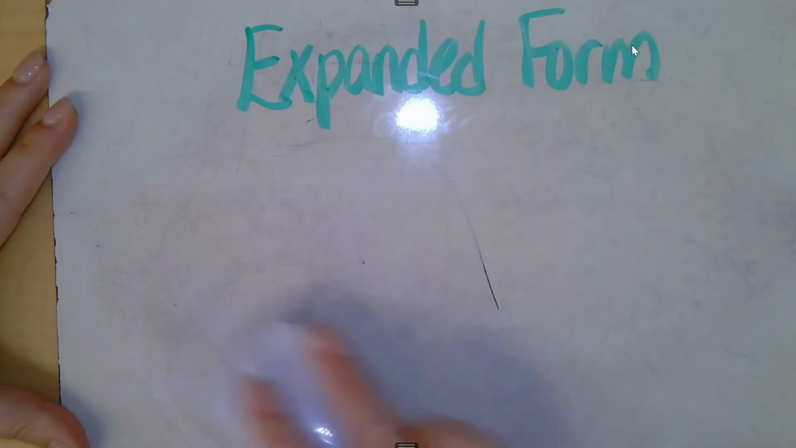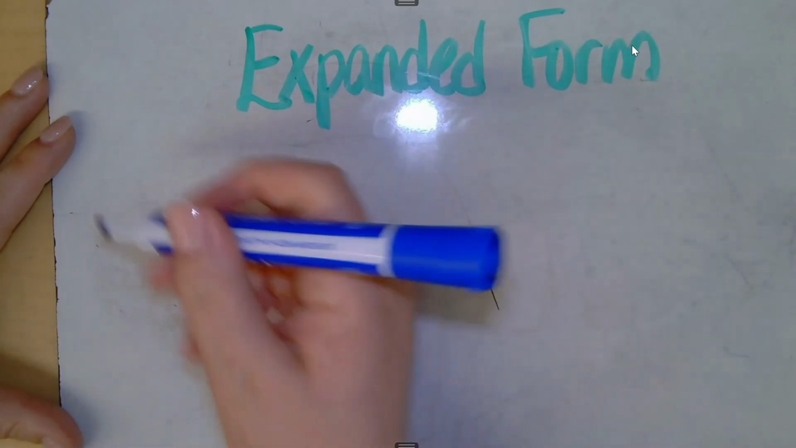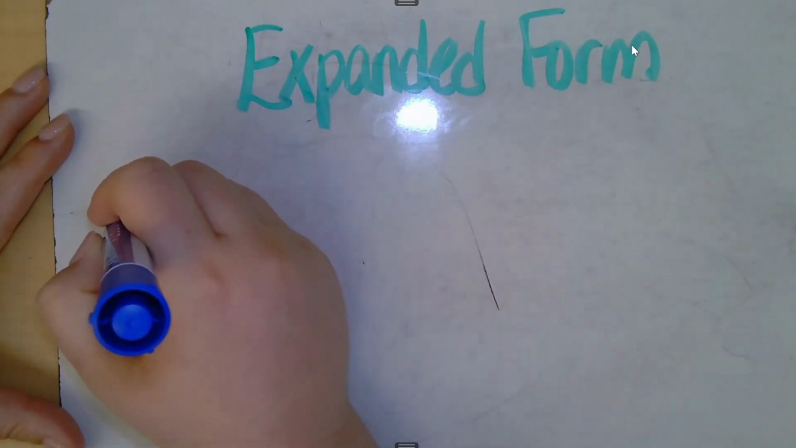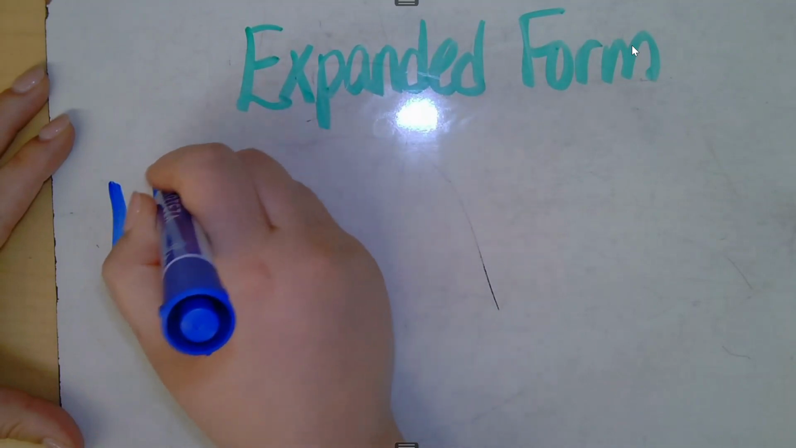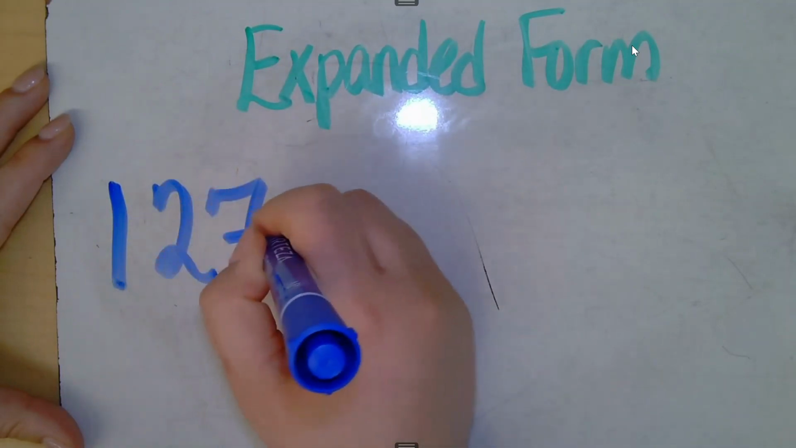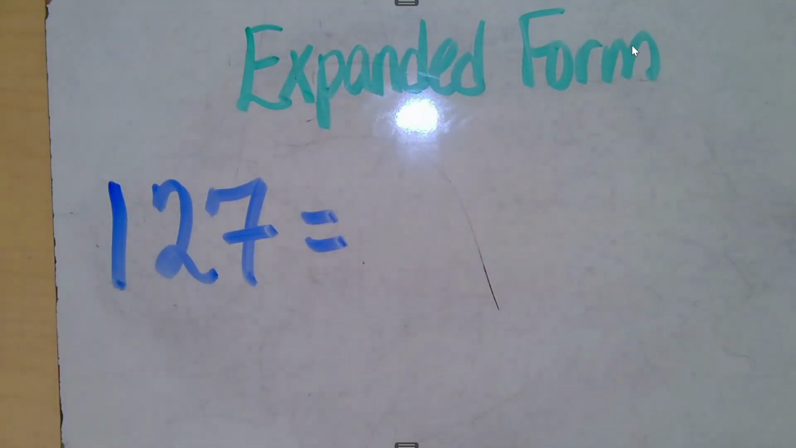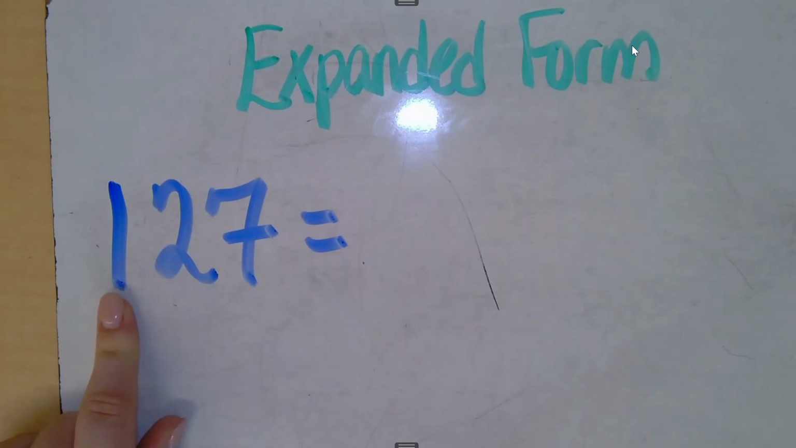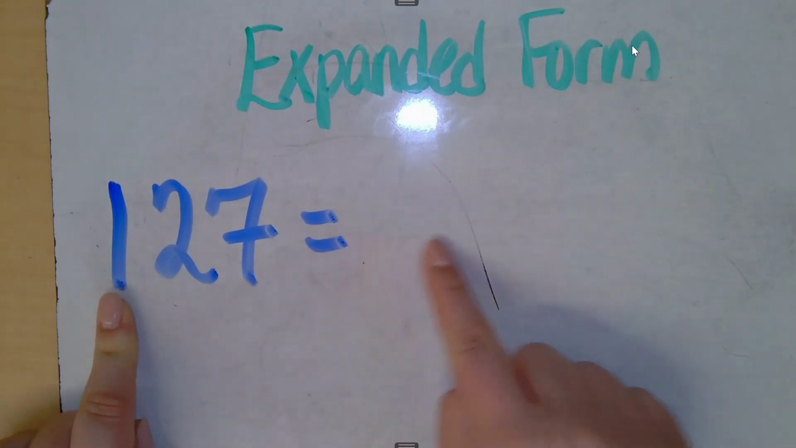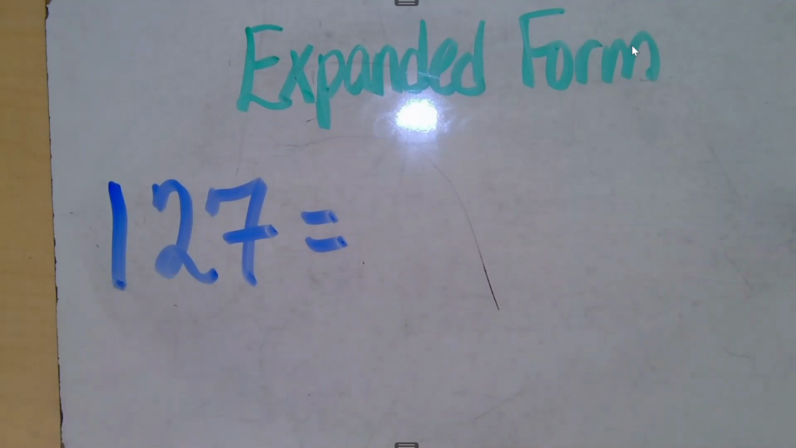Let's try another one. 127. I want you to start in the largest place value, all the way to the left, and write this number in expanded form. Go ahead.